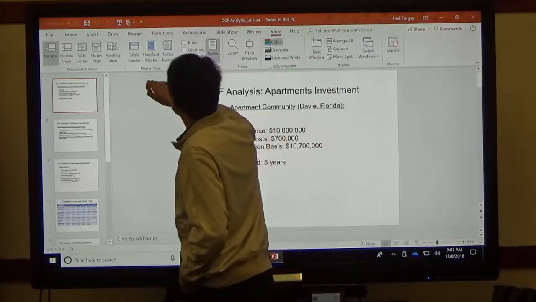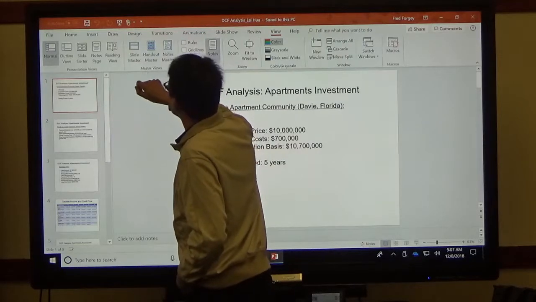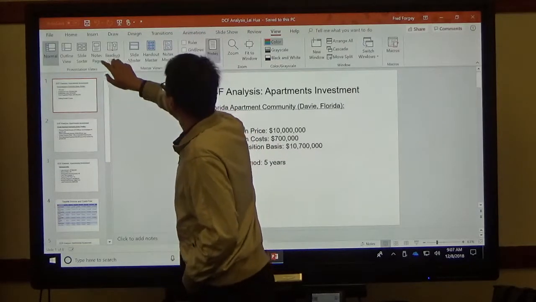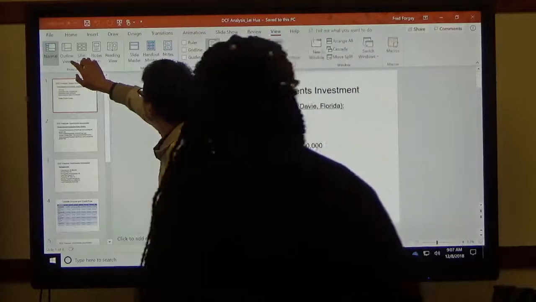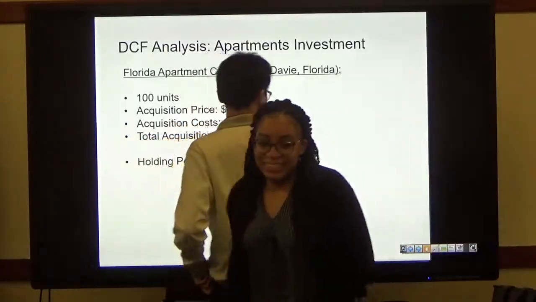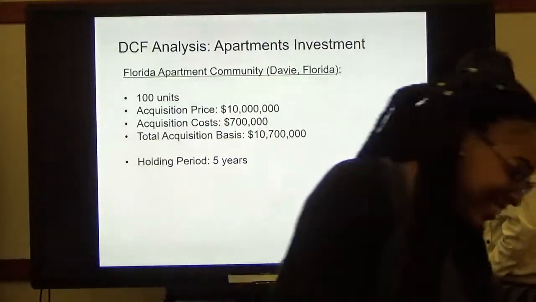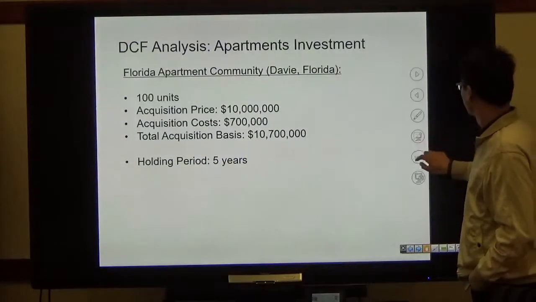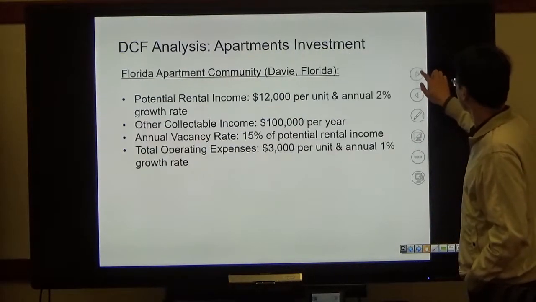I got a slide. Are you good for that? From the bottom right? The bottom right. You go to the bottom right. There you go. Thank you. Go on the bottom. There we go.